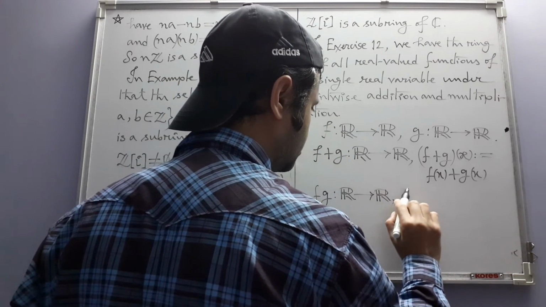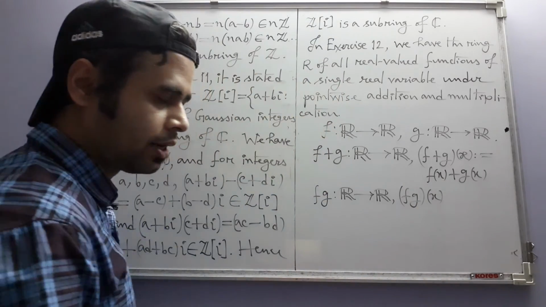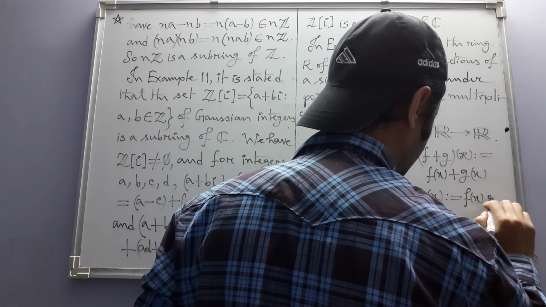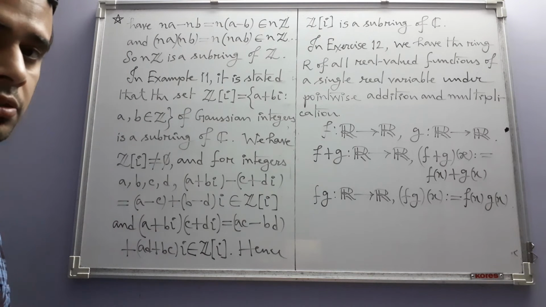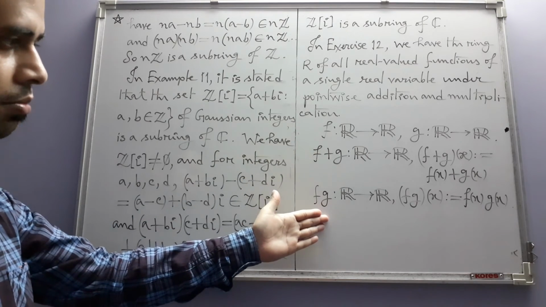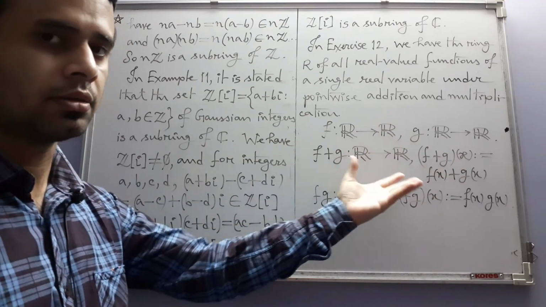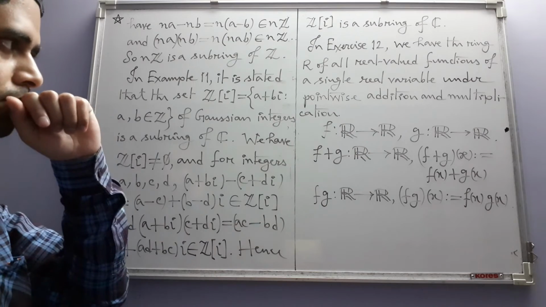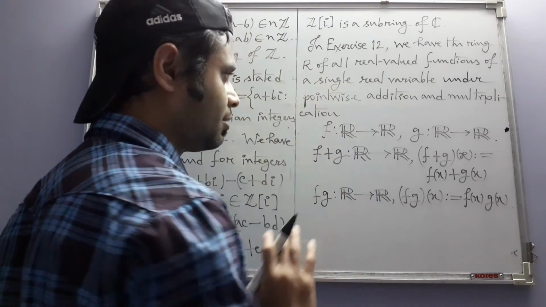Like that, you can define the product of these functions to be the function such that the image of any real number under that function is the product of these two real numbers, f of x and g of x. This is also defined pointwise. Under this addition and this multiplication, the set of all functions which have domain and range both equal to R form a ring. It's that ring R we have here.